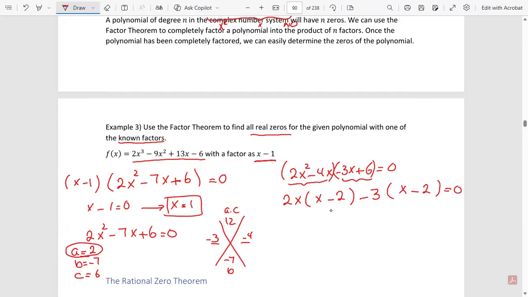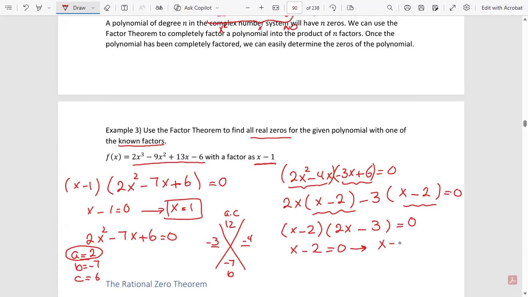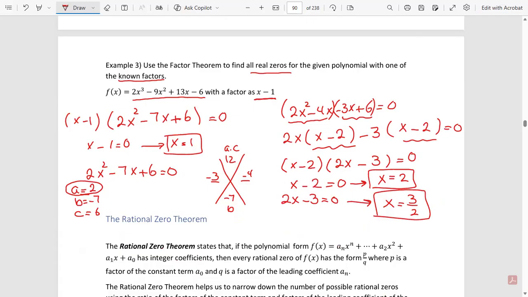And you see, we have the same parenthesis. Every time you use factor by grouping, you expect to receive the same parenthesis. Now you can write the parenthesis once, which is a common factor, and the remaining factors in another parenthesis. And if you set it equal to 0, based on the zero product property, you can set each parenthesis separately equal to 0. So x is equal to 3/2. And these are all of the factors, 1, 2, 3/2. These are all of the zeros of this polynomial.